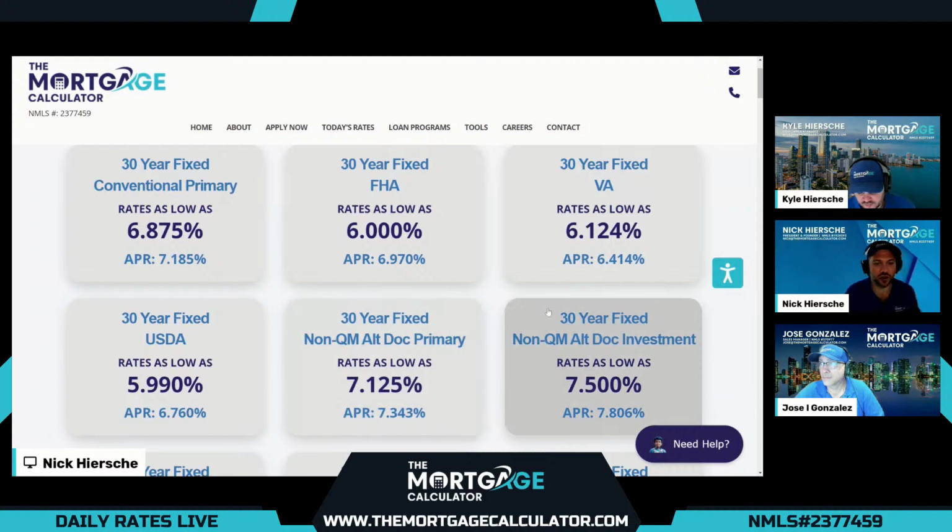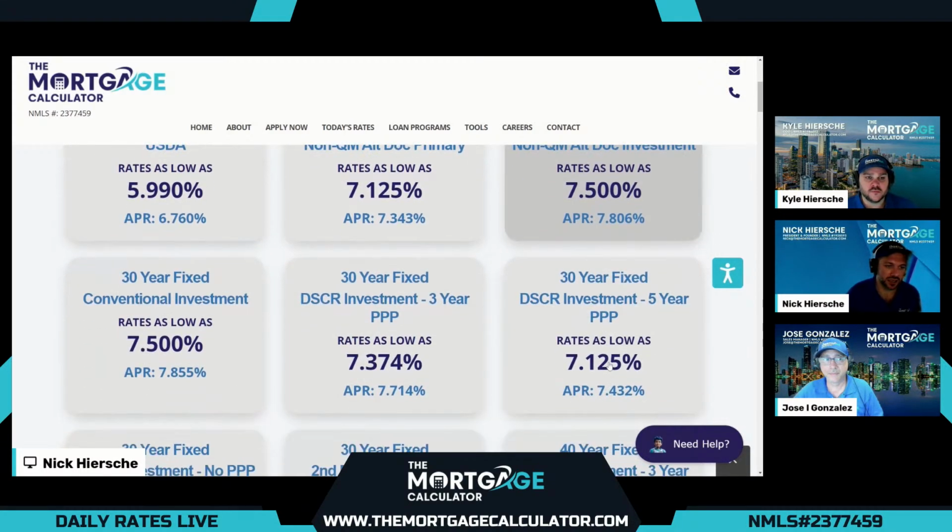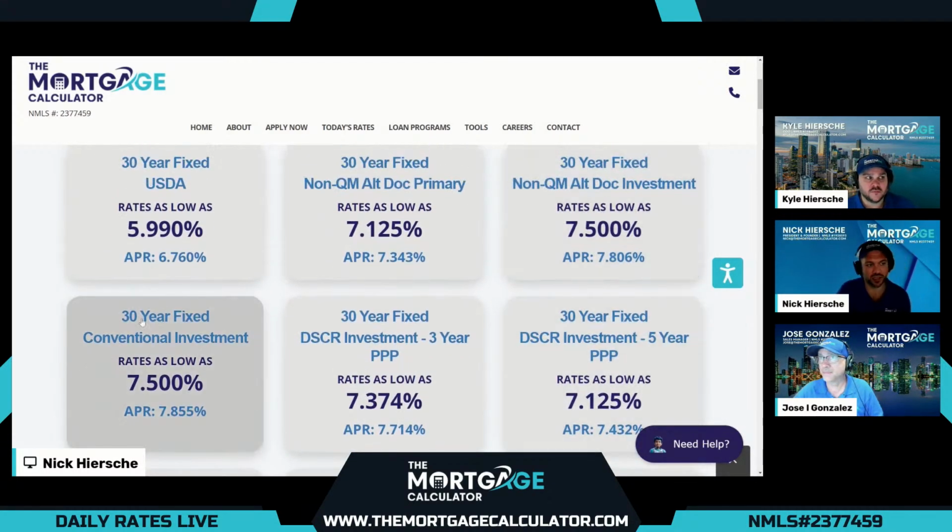Now moving on to our investors. First up for investment property, non-QM alt doc for investments. Again, typically a bank statement or similar option. Rates today for that come in at 7.5. Final APR, 7.806. And we'll compare that to our other investment options.